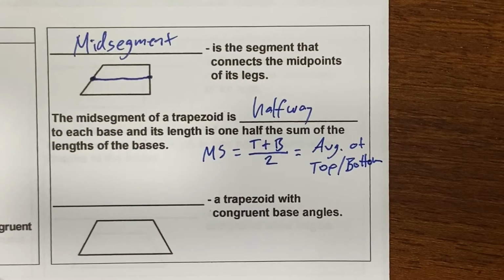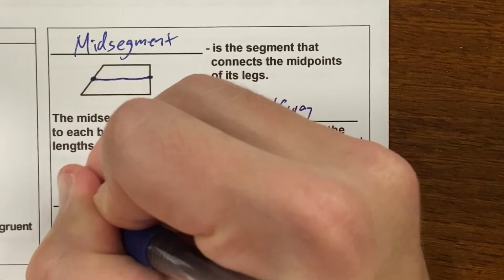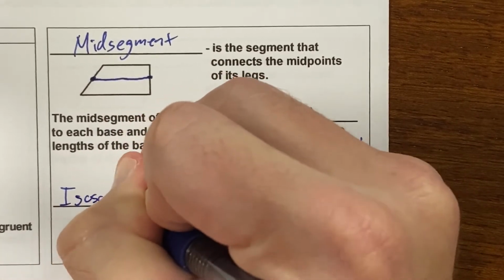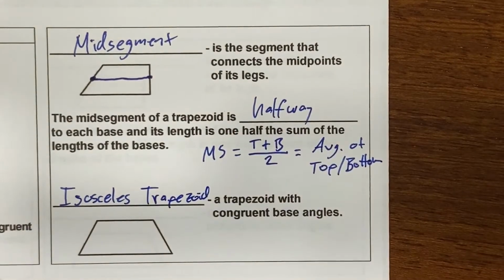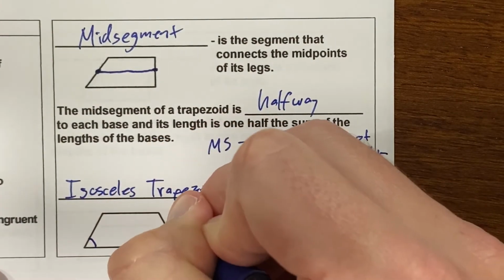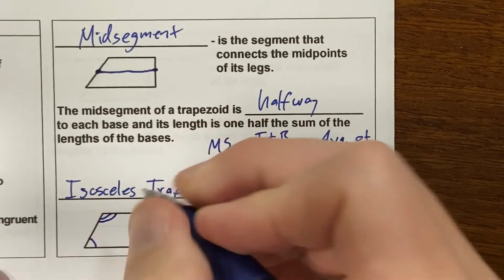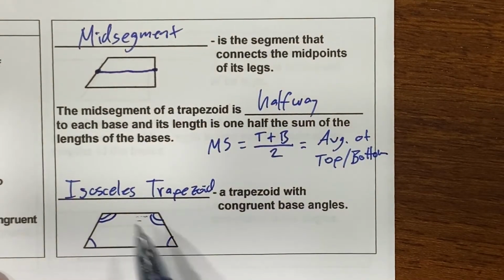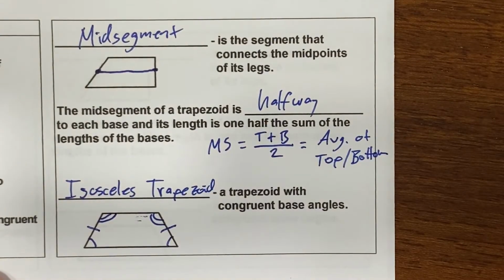A trapezoid with congruent base angles. This is an isosceles trapezoid. Okay. And that's the one that most people are most familiar with. Congruent base angles, that would be that. It's congruent to that. That's congruent to that. And, okay, those are congruent. These are congruent base angles. This leg is congruent to this leg in an isosceles trapezoid.